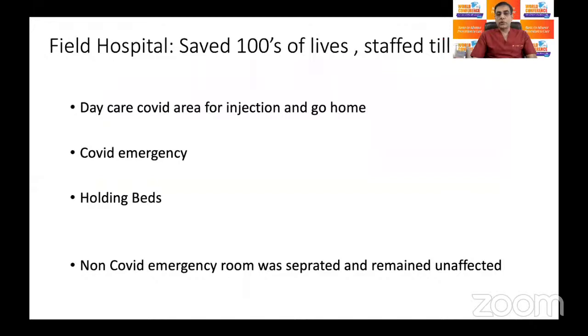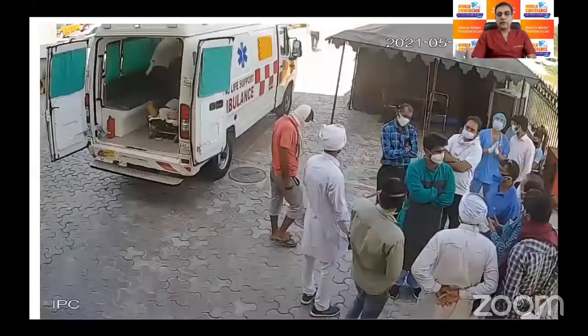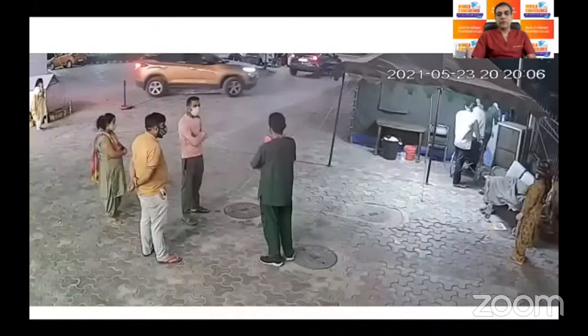And we gave assured confidence that they will be safe when they come to our hospital and get non-COVID care. If you don't assure your patient well, they won't come. There's no point in having a bed if the patients are not feeling confident to come to a facility. So just a glimpse of how these intense field hospitals saved so many lives in the deluge. We staffed them till midnight.